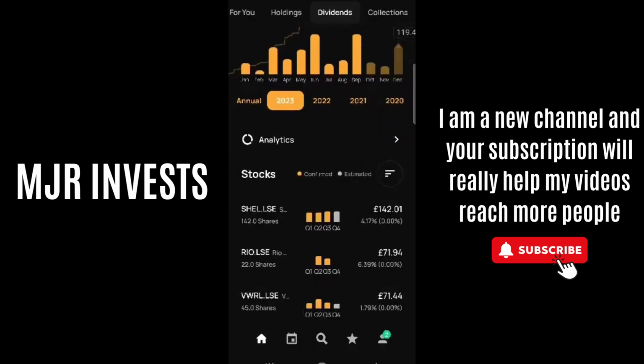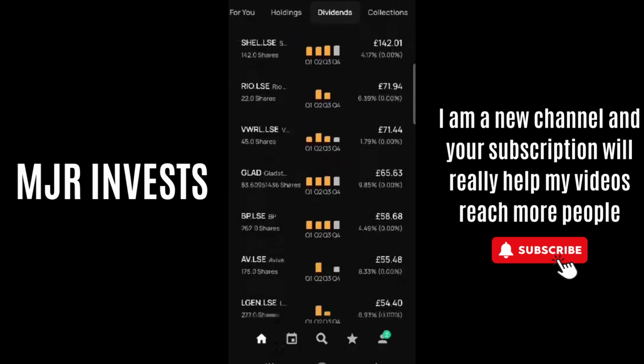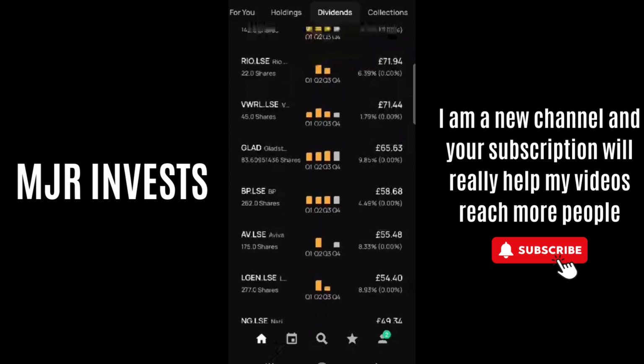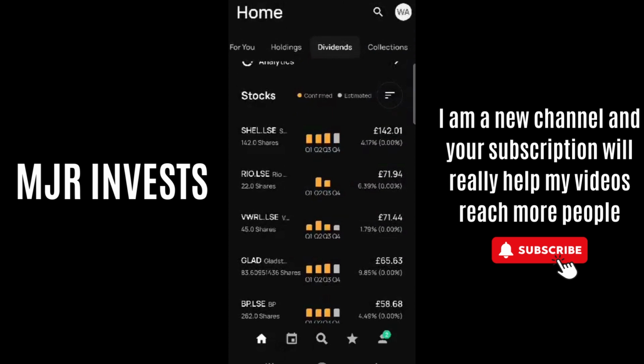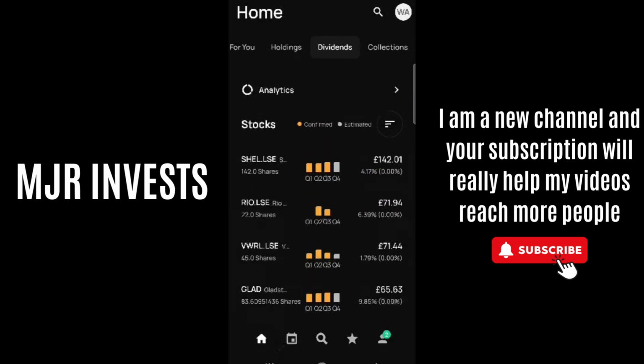Now, if I scroll down, what you can see is you can see the individual stocks here and how much they pay on an annual basis, broken down into quarters. So if we look at Shell, for example, you can see that it's already paid Q1, Q2, and Q3, and it's due to pay in Q4. And in total, I'll get about £142 from Shell across the year.